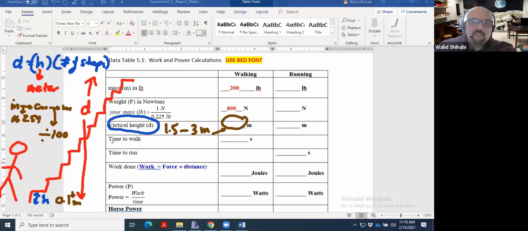Then you need to time yourself walking and then running up the flight of stairs. You'll time yourself just going up, not going down, because we are going to measure the work against gravity, not with gravity. So you'll walk up the flight of stairs and record your time here. Then you'll run the flight of stairs and record your time here. So far, all those values are the same whether you're running or walking.